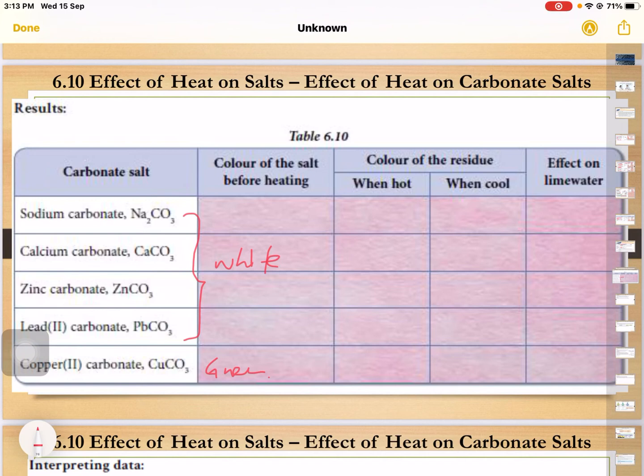carbonate salt kita panaskan, dia akan menghasilkan 2 produk. Produk yang pertama adalah metal oxide, dan produk yang kedua adalah carbon dioxide. So kita menggunakan lime water tu untuk test carbon dioxide. So, color of the residue kat sini merujuk kepada warna metal oxide. So, nanti awak boleh refer dalam textbook warna-warna metal oxide.